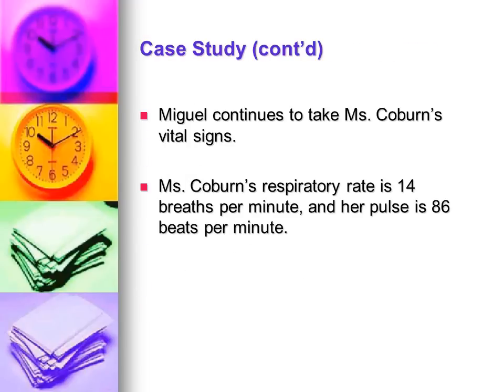Let's go on with our case study. Miguel is the student nurse, and he continues to take Miss Colburn's vital signs. Miss Colburn's respiratory rate is 14 breaths per minute, and her pulse is 86 beats per minute. Are these vital signs within normal limits?